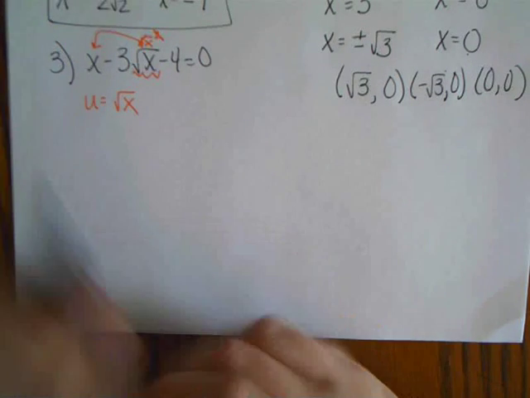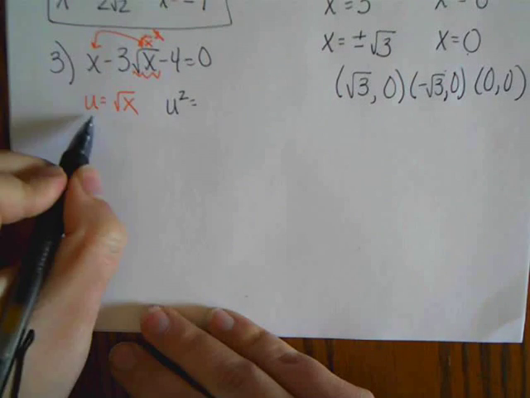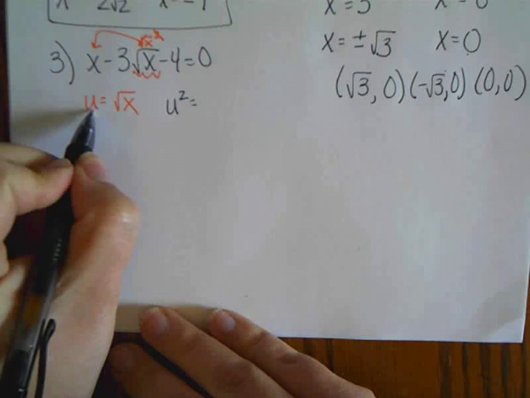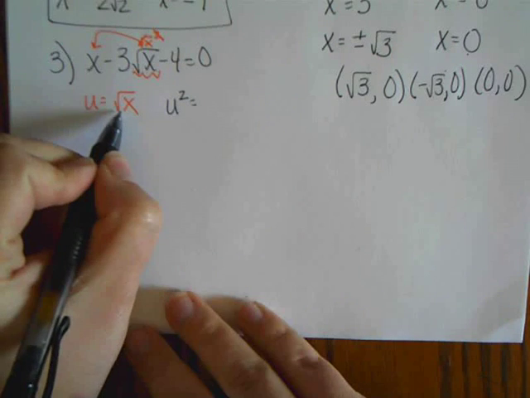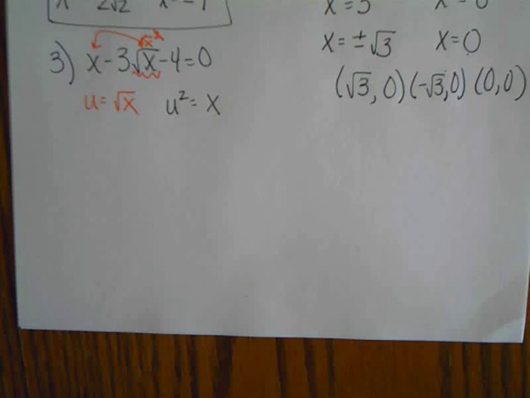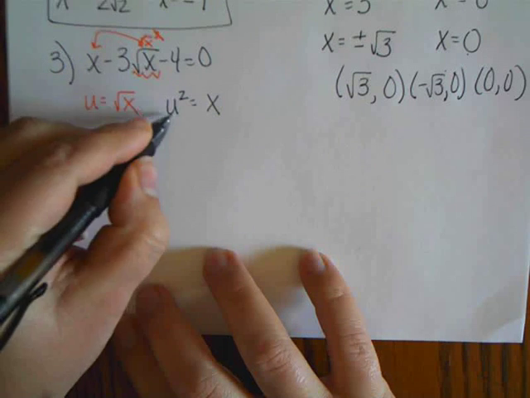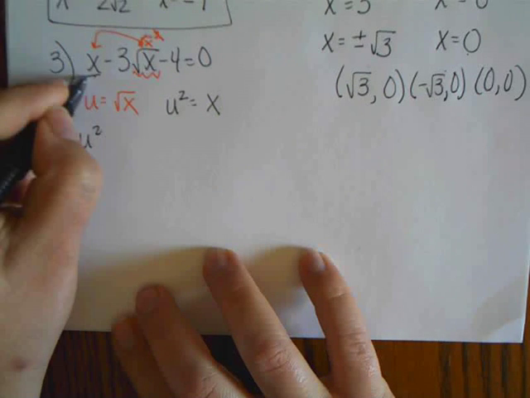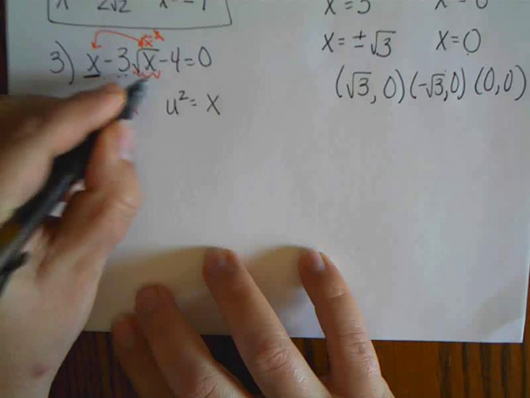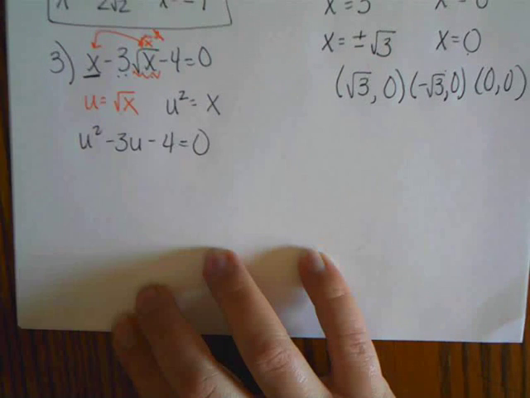So if u is the square root of x, then what's u squared? Well, squared u is u squared, square root of x squared is x. Just like the square root of 3 squared is 3. So now we have u squared, because that's what x is, minus 3u minus 4 equals 0.